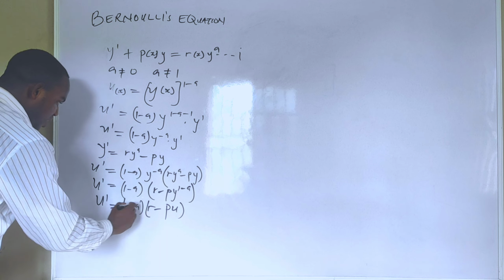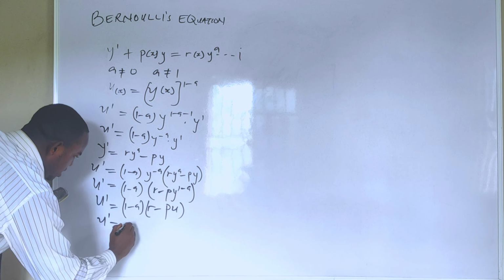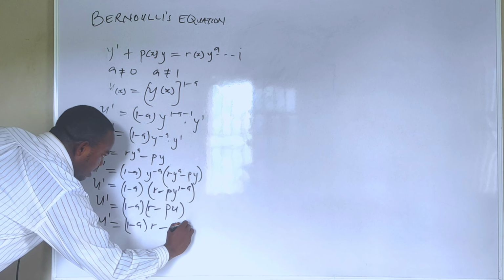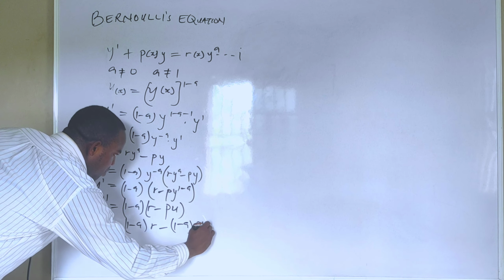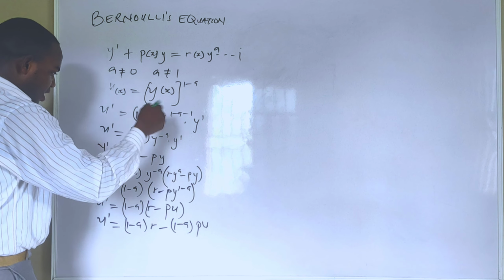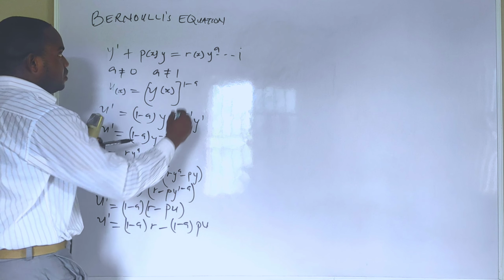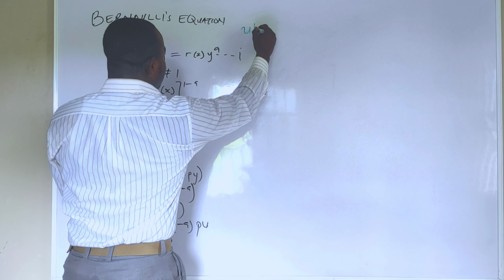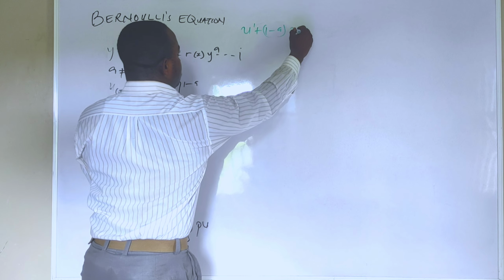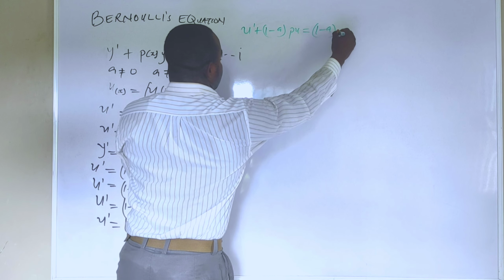From here, if I distribute 1 minus a to the components inside the bracket, we have 1 minus a multiplied by r, and minus 1 minus a multiplied by p u. If I bring this negative 1 minus a p u to the other side, I get the formula u prime plus 1 minus a times p u equals 1 minus a times r.